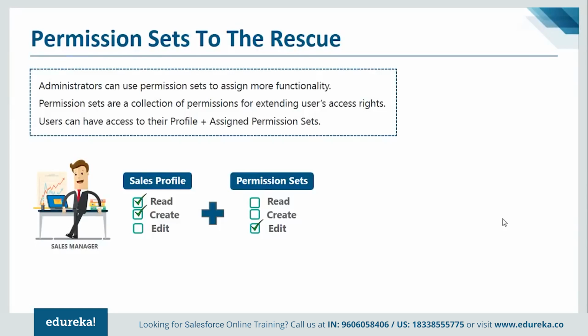So permission sets are basically those which extend the functionalities of a user. Now take an example of the same sales manager that's mentioned here in the slides. So he has a sales profile, and he initially has a read and a create permission on his sales profile, right? And even all of his team members in the sales team would have the same profile, correct?